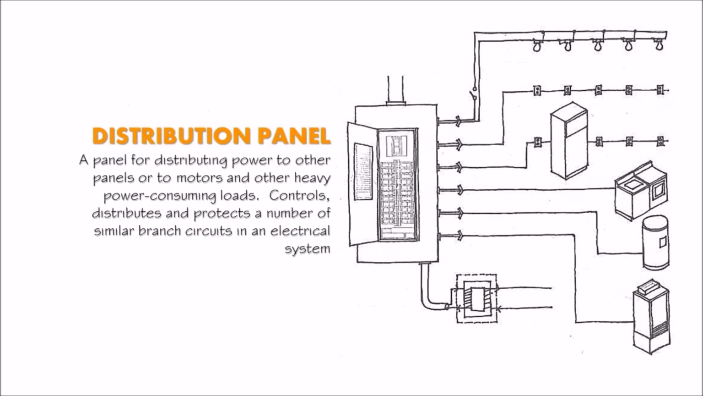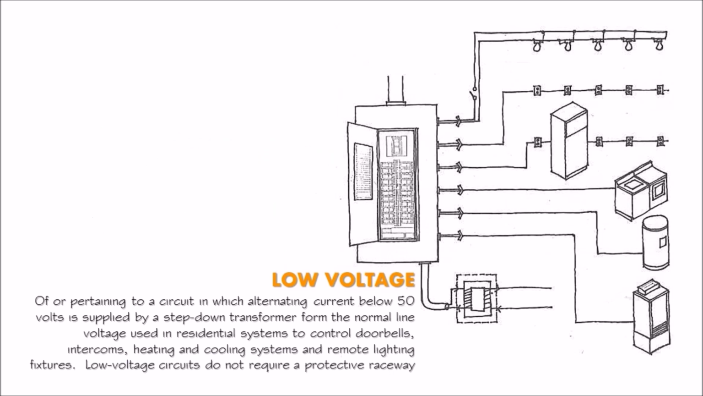Next is a distribution panel. A panel for distributing power to other panels or to motors or other heavy power-consuming loads. It controls, distributes, and protects a number of similar branch circuits in any electrical system. Lastly is low voltage, of or pertaining to a circuit in which alternating current below 50 volts is supplied by a step-down transformer from a normal line voltage used in a residential system to control doorbells, intercoms, heating and cooling systems, and remote lighting fixtures.